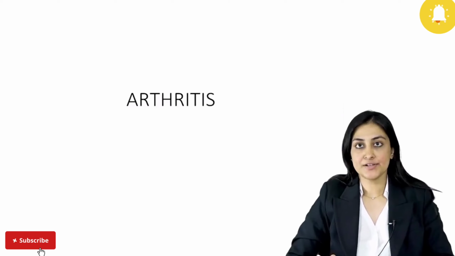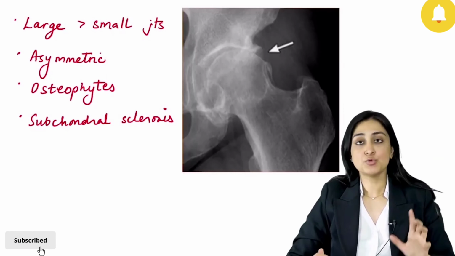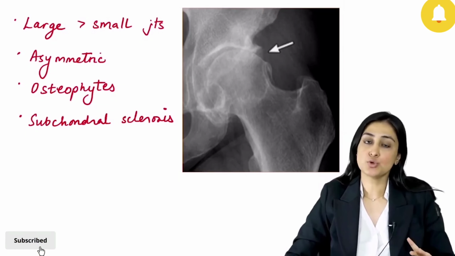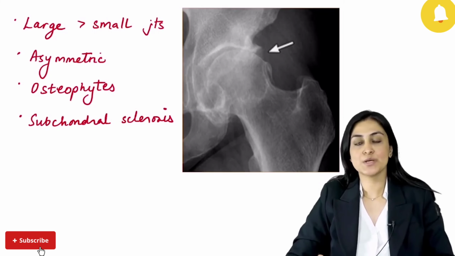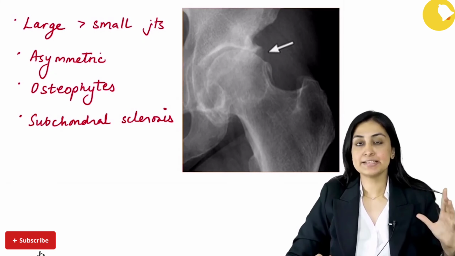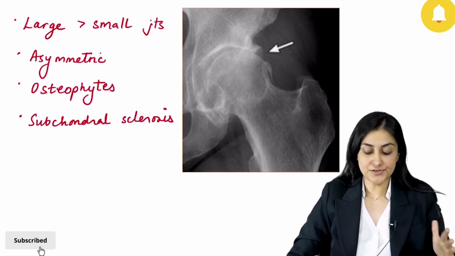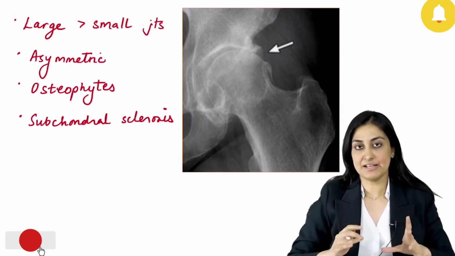So now starting with arthritis. Here again I'll give you the hallmark features that you have to look out for in the radiology and the diagnosis becomes pretty evident. Again, clinical picture will be very important here. So we'll try to incorporate everything.